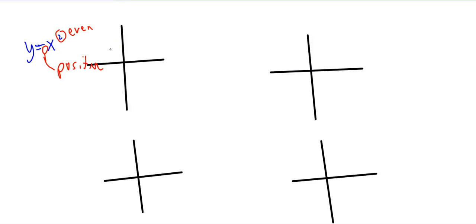So the graph of this one, when it's even and positive, will always be up and up. I don't know exactly what the parabola looks like, but it will start up on the left, and as it goes to the right forever, it's going to end up as well.